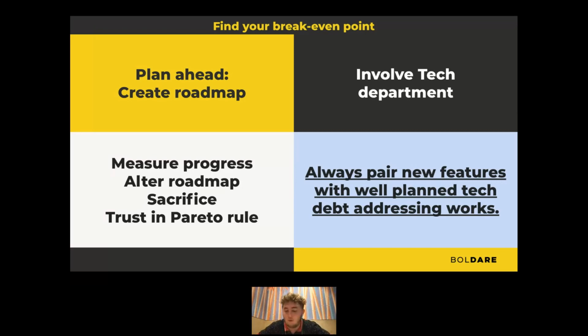And when you plan ahead, you create your roadmap. You involve the tech department to make more knowledgeable decisions, like you do now. You hear me talking about the tech stuff, but that will help you understand the journey of modernization of your apps and taking it to the cloud, for instance. And you measure your progress. You alter this roadmap as days pass. You sacrifice some areas that do not seem prospective.